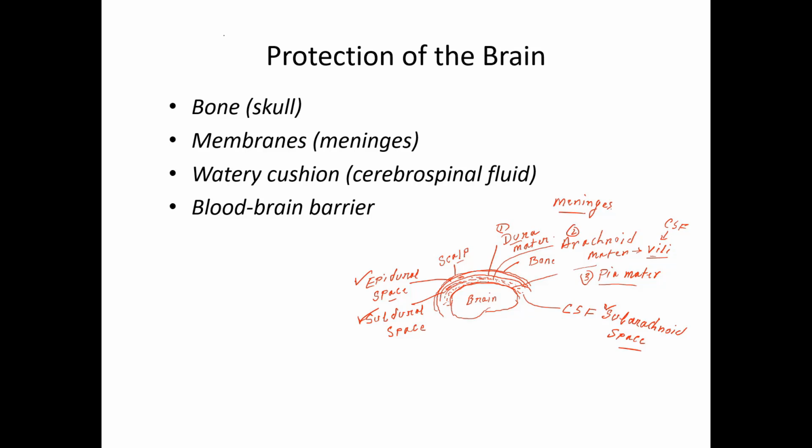Now, if any injury occurs from outside, what can happen? If a blood vessel ruptures, then blood can accumulate in the epidural space or in the subdural space. If blood accumulates in the epidural space, that is called epidural hematoma. Hematoma is an accumulation of blood. If in the subdural space, that is called subdural hematoma. So subdural hematoma, epidural hematoma.